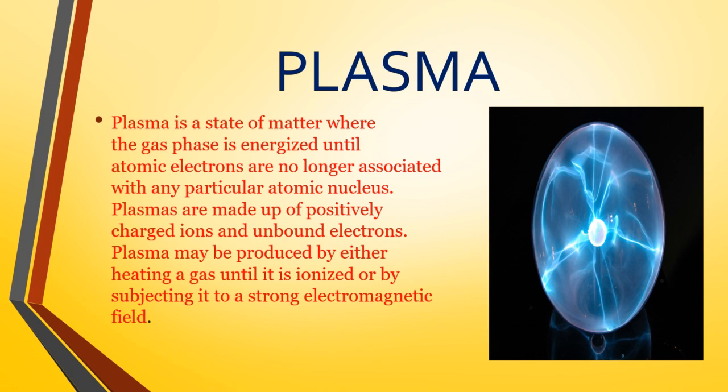Positively charged ions means protons. These plasmas are simply made up of positively charged ions, or protons, and unbound electrons. Plasma may be produced by heating a gas. We can produce plasma by heating a gas, but this occurs only in labs, until it is ionized. When ionization occurs in a gas, it can also be produced by subjecting it to a strong electromagnetic field.